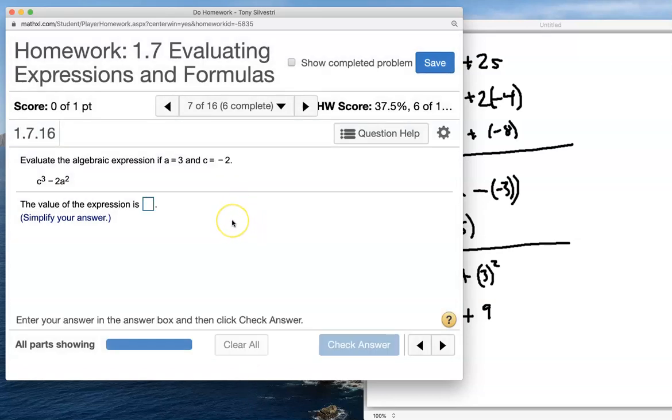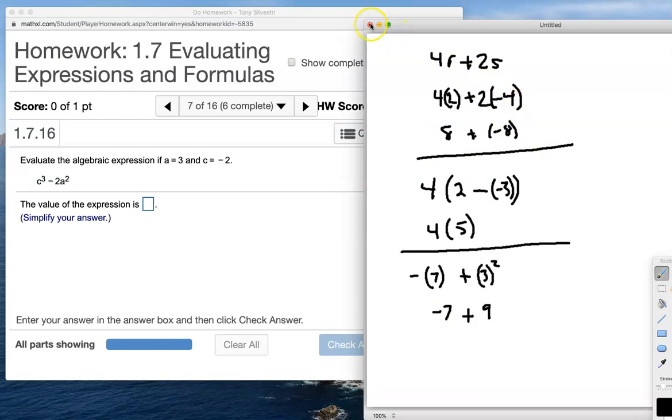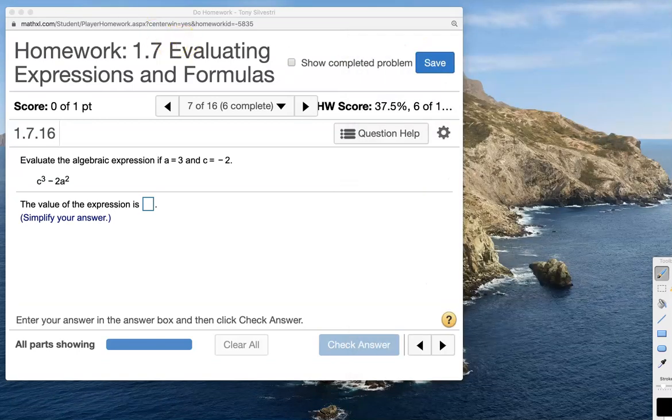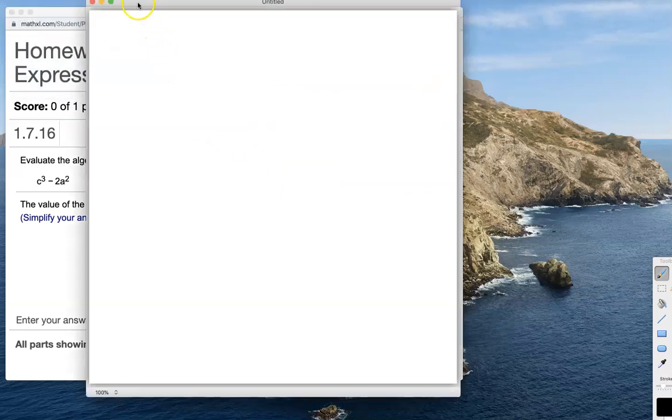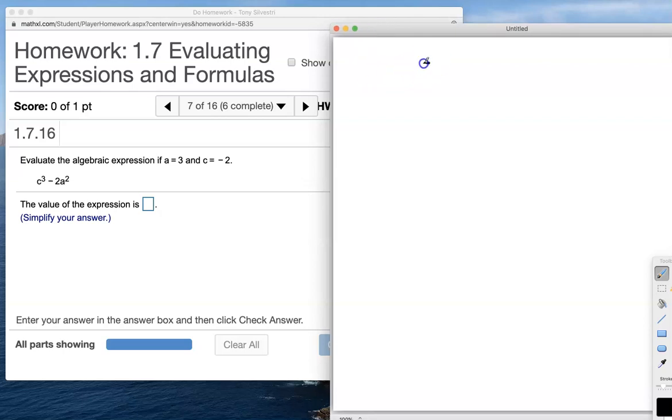Come on, it's taking time now. Okay, ooh. Should I let you do this one? Nah, I'll do this one, and I'll do this one on a new sheet of paper. C cubed minus 2a squared. Okay. I really should have just put the numbers in. That's all right.